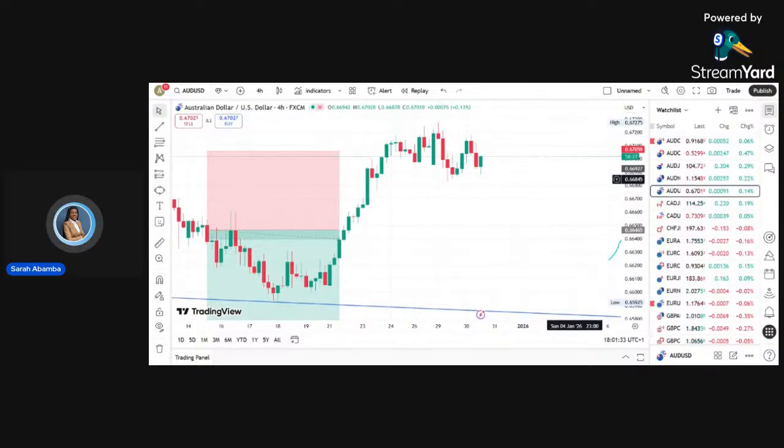Now the star pattern is a three-candlestick pattern. Like we saw, the doji and the pin bar are just single candlesticks. The engulfing has two formed together. But this star pattern is three candlesticks formed together that make up the star pattern. So you have your first candlestick. Let me draw.